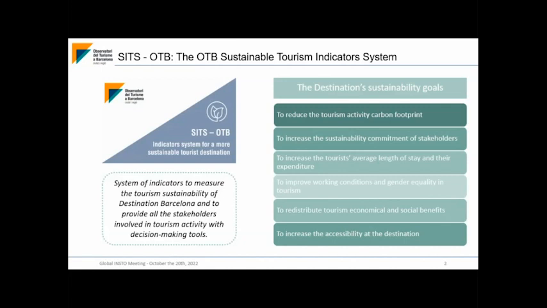I listed all these stakeholders, but this afternoon, what I wanted to ask is, how do we measure tourism sustainability in our destination? Well, I think the answer is in the list of our sustainability goals as a destination, which include, for example, reducing the tourism footprint, increasing the commitment of our stakeholders, for example by promoting or helping them to get certified, increasing the tourist average length of stay and their expenditure. So, for example, by diversifying our tourist offer or promoting our culture, improving working conditions and gender equality at work, and redistributing tourism economic and social benefits so we can improve resident satisfaction at the same time.